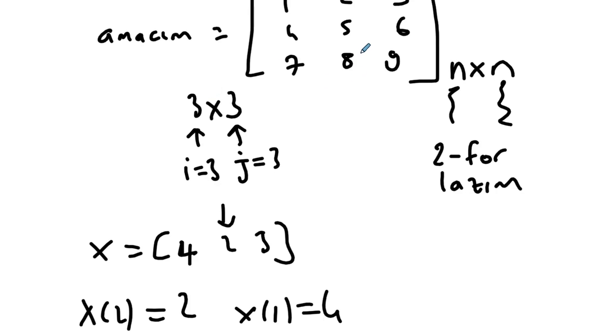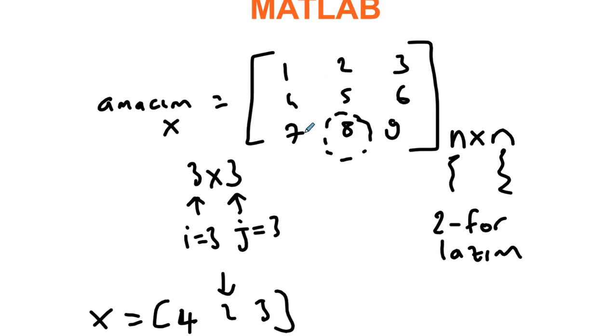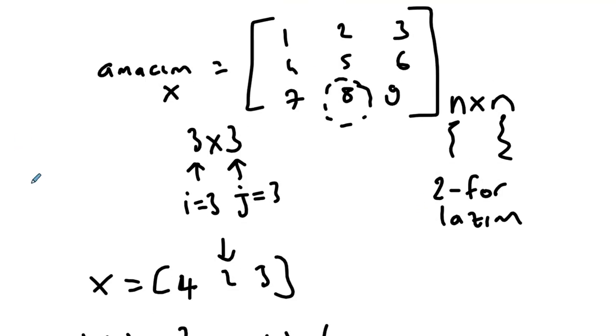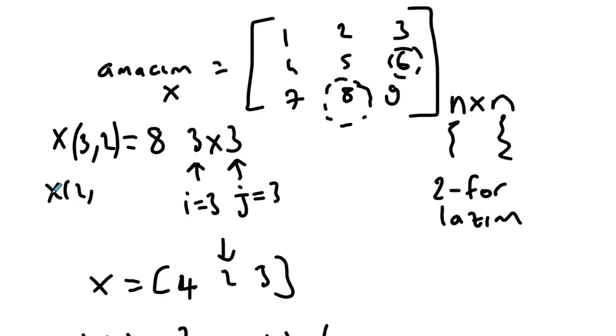For example, if I want to express 8 here, I have to show it as follows. If this matrix is X matrix, I need to show it as follows. The value 8 is the second element of the third row of X. So x(3,2) equals 8. Let's say I have to express 6, the third element of the second row of the X matrix. x(2,3) equals 6. So here is how we show which row, which column in MATLAB.